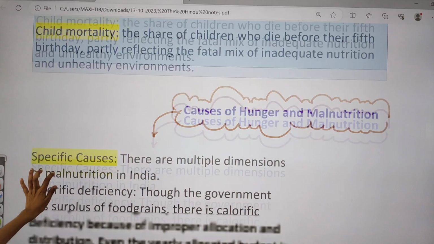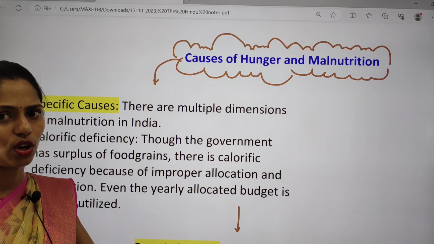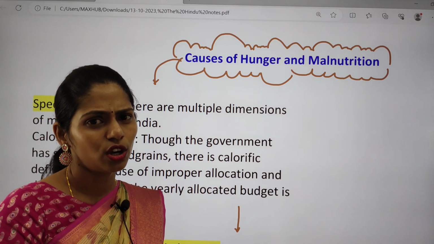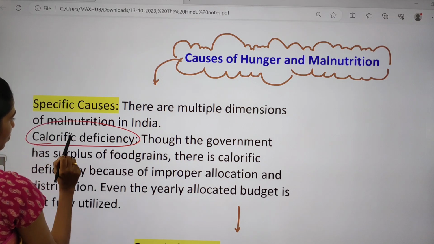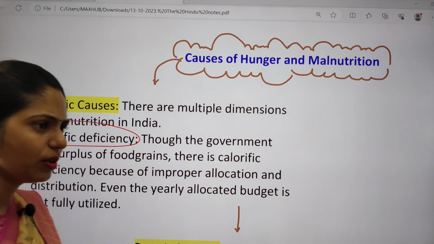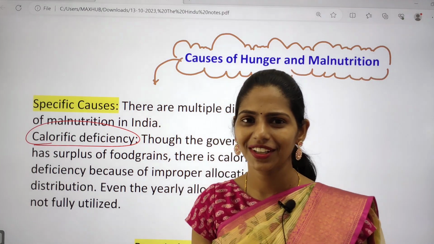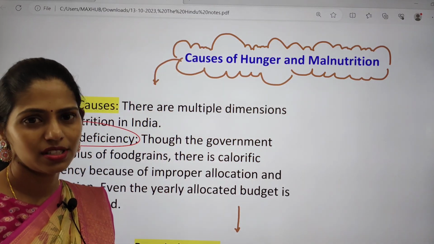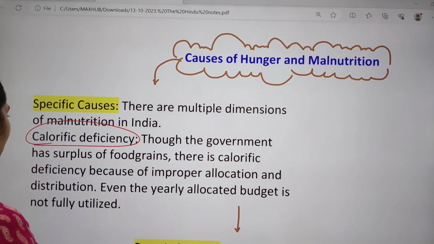Now, what are the causes of hunger and malnutrition? We have to see the specific causes and general causes. Specific causes means that because of this, that happens. General causes means what normally happens in general. The first specific cause is that we are not taking the proper calories which are required. For example, you are taking only carbohydrates, only rice, you are not focusing on curry, you are not taking fruits, you are not having leafy vegetables or fresh vegetables, and that comes under calorific deficiency.